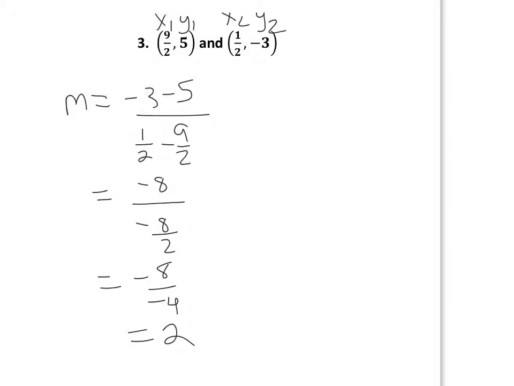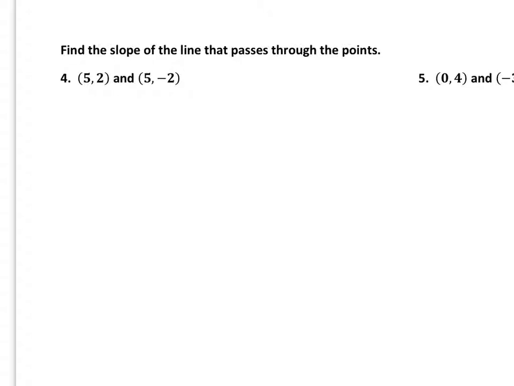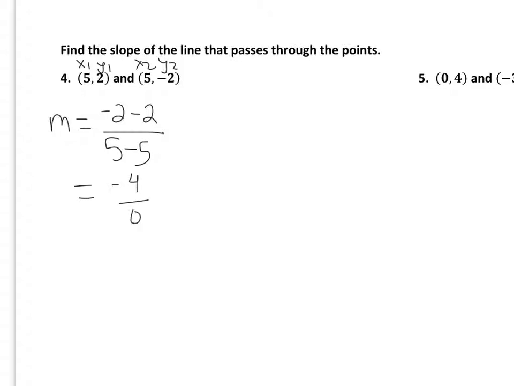Alright, let's take a look at some more slope and rate of change problems. Alright, so it says again, find the slope of the line that passes through the points. So it says (5, 2) and (5, negative 2). So x1, y1, x2, y2. So you have m equals negative 2 minus 2 over 5 minus 5, which is negative 4 over 0. Well, you can't divide by 0, so this slope is undefined. And that's because this is the vertical line.